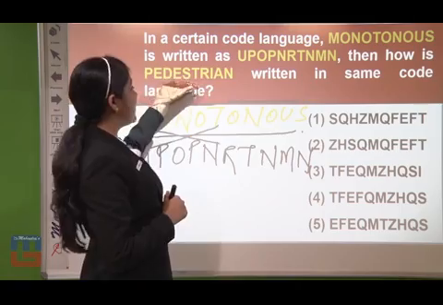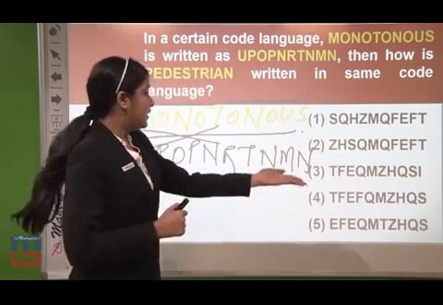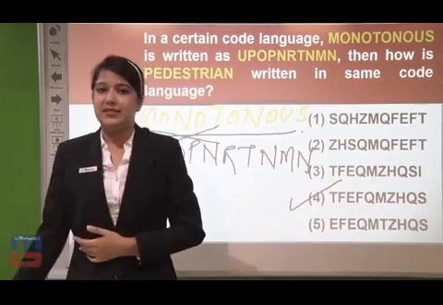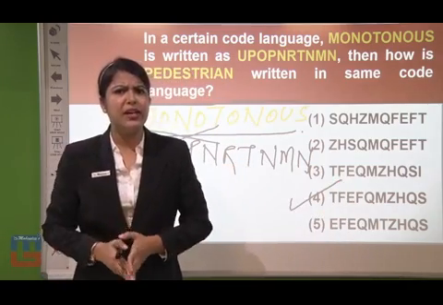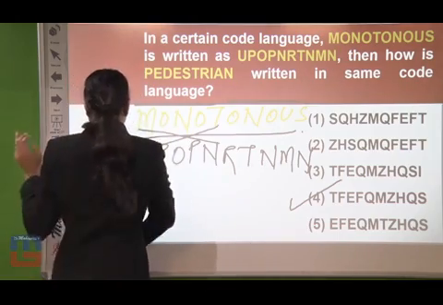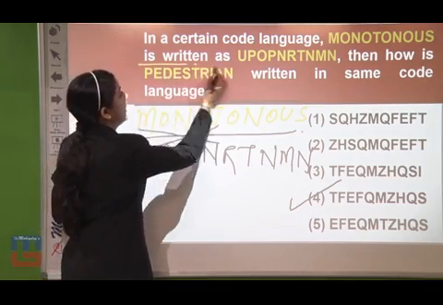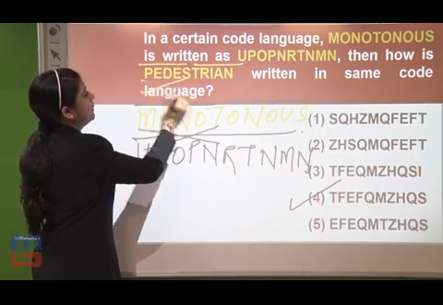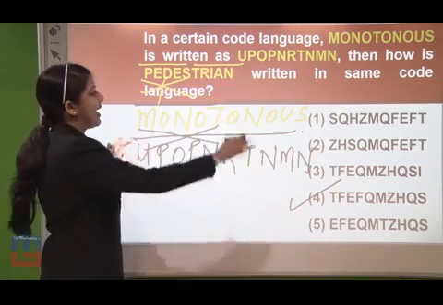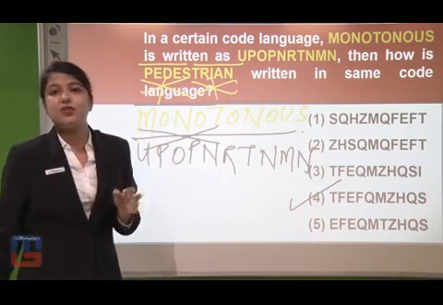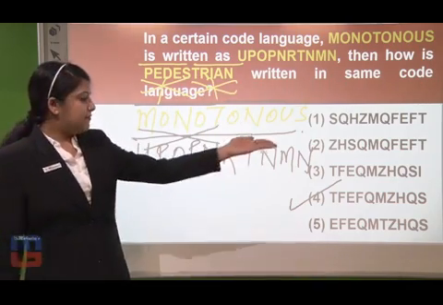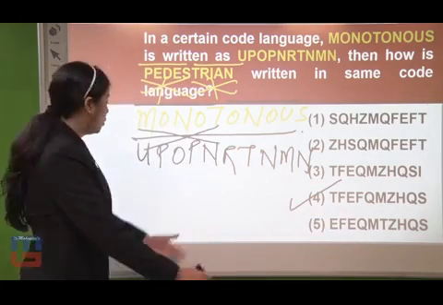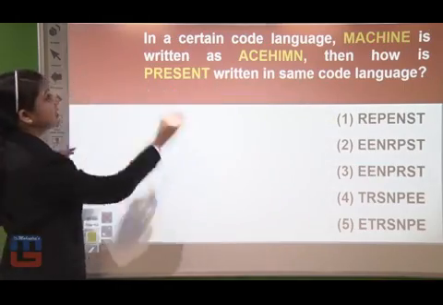So finding for PEDESTRIAN, the code will be TFEFQMZHQS. You don't have to do anything else. For PEDESTRIAN, divide these letters into 2 parts of 5 letters, and then the first 5 letters are done with +1 format and the next 5 letters with the -1 format. Definitely you will get the answer TFEFQMZHQS. Moving on with the next question.